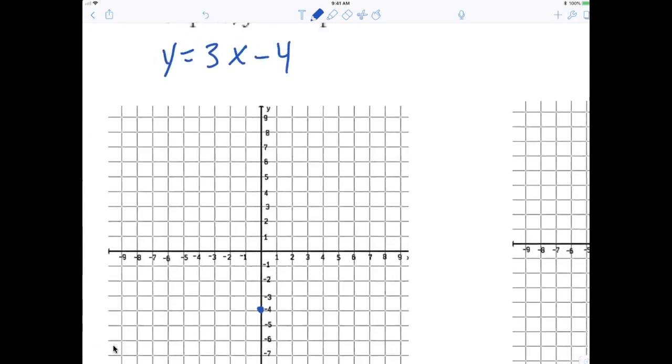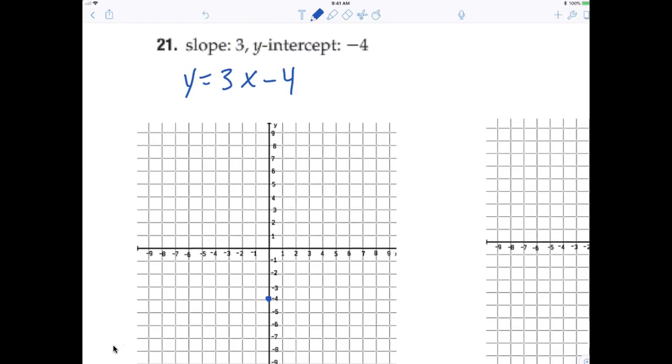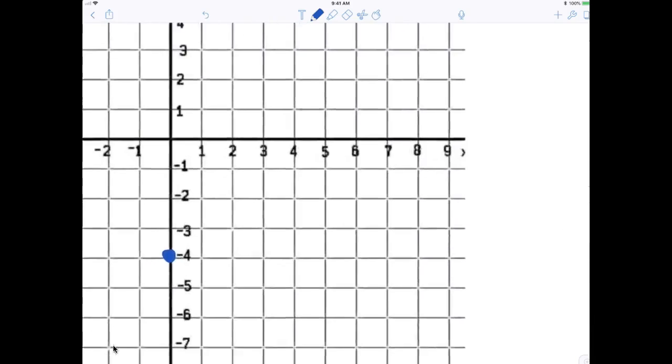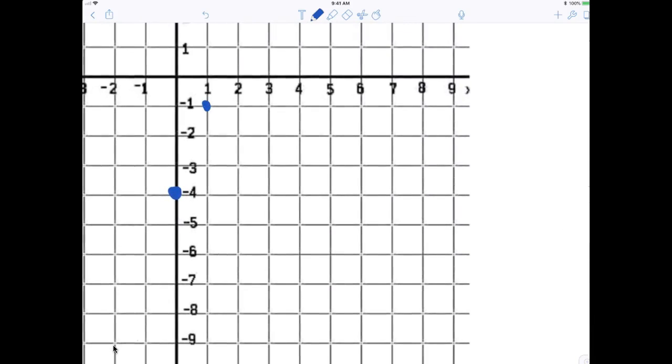Then I use the slope. What's the slope? 3. So from that point, I have to do what? Up 3 and over 3. No, don't help him. Not allowed to help. Up 3 and over what? 1. Yes, because the number 3 can be written as 3 over 1. 3 over 3 is not 3. Agreed? So 3 over 1. So from there we go up 3 and over 1. And now everybody draw the line.